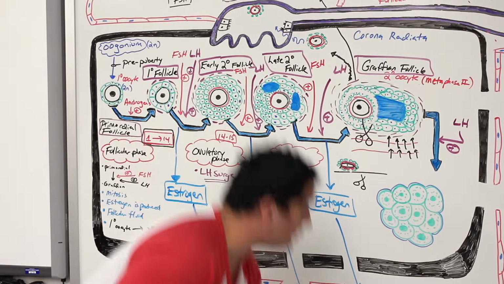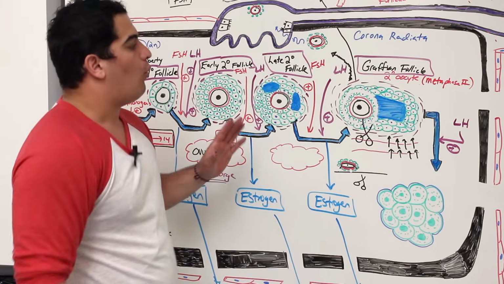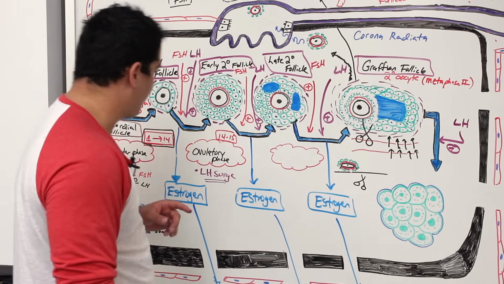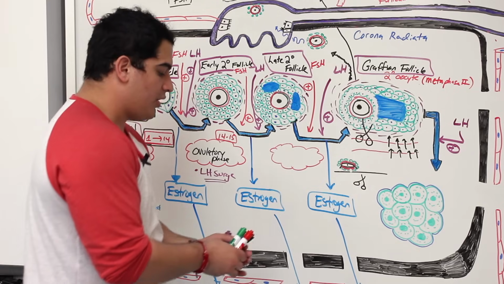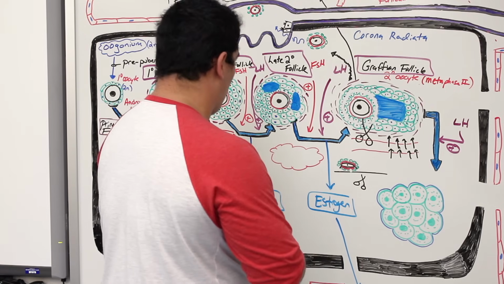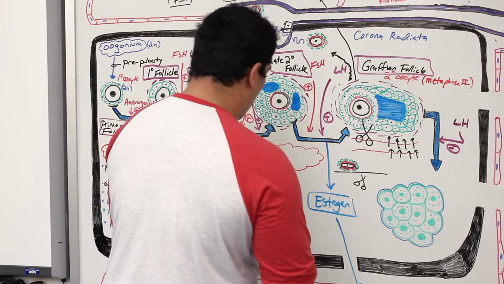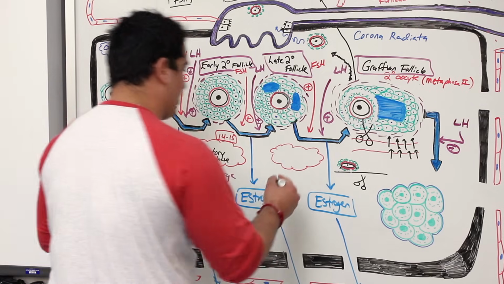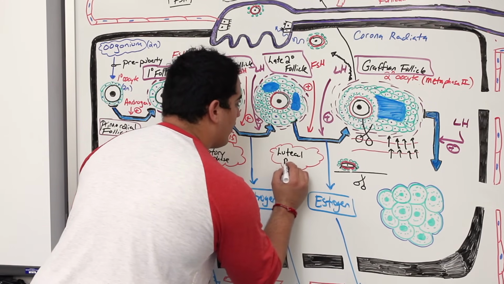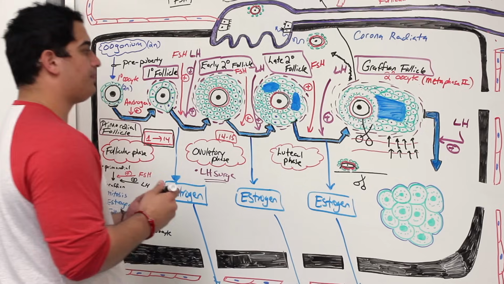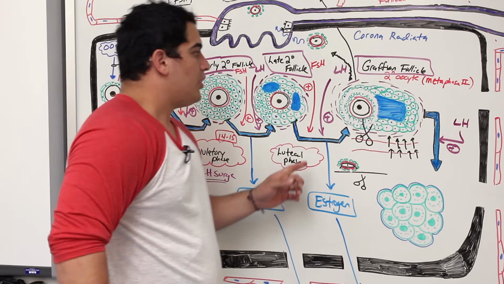Okay? Now, what else happens? Okay, so we did the ovulatory phase. Now we're going to go into this last phase. So this last phase here is actually called, specifically, it's called the luteal phase. And you'll see why. So it's called the luteal phase.